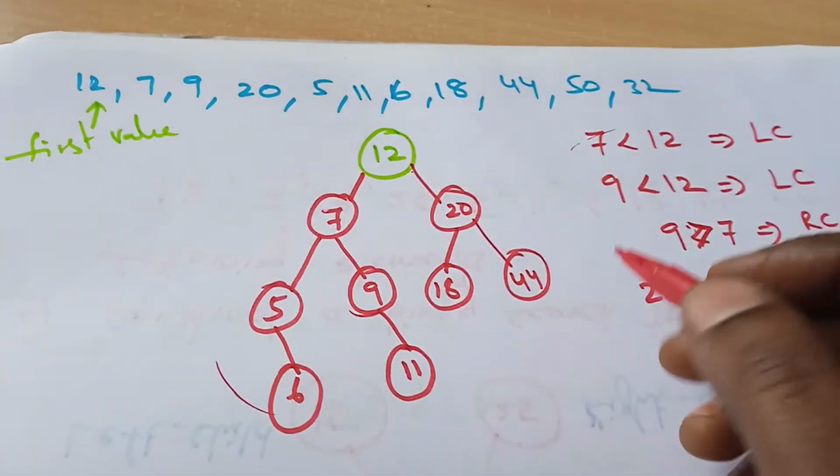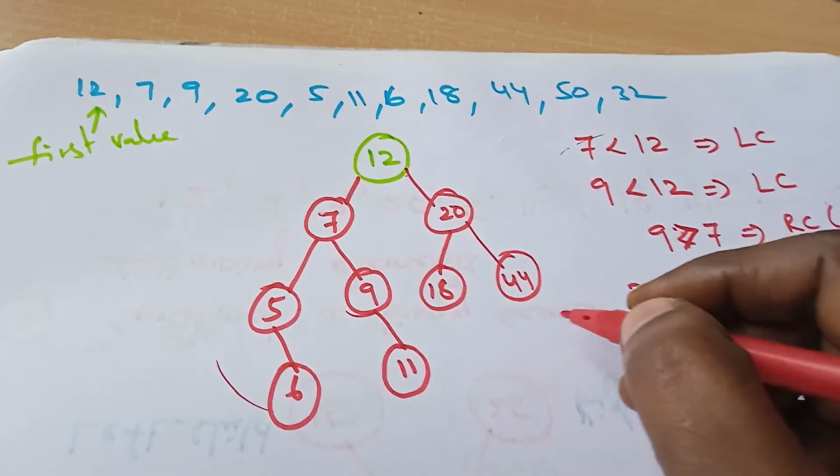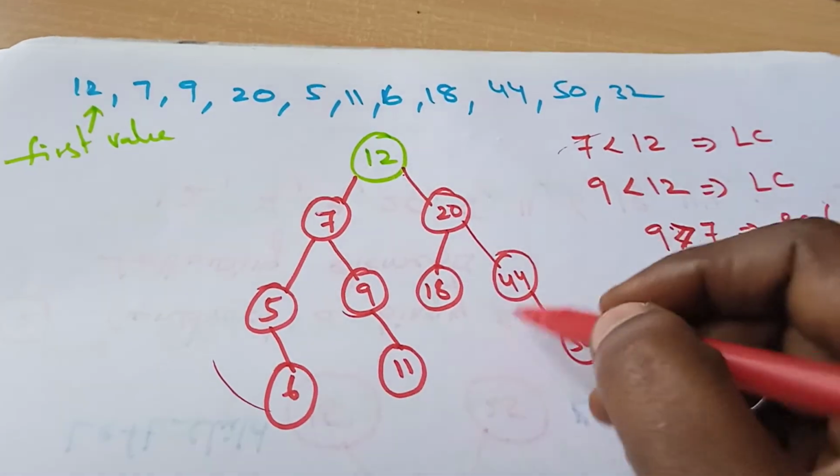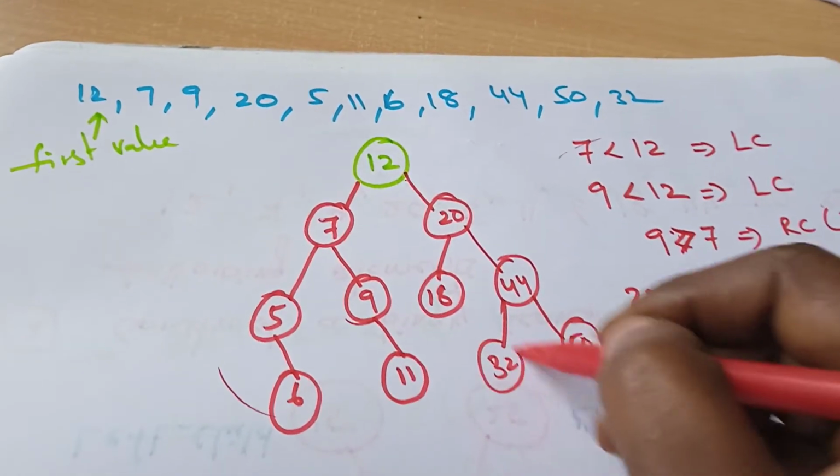Next 50. Where will 50 go? Right child to 44. Where will 32 go? Left child to 44.